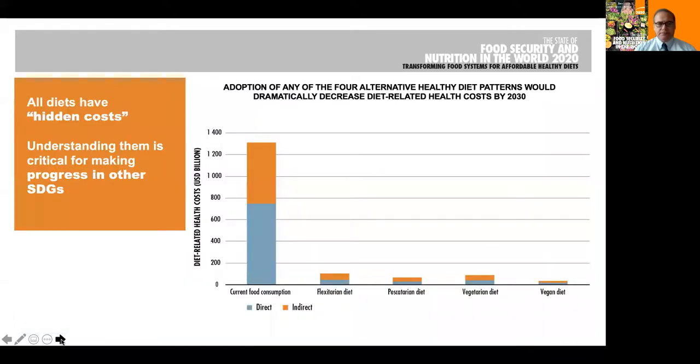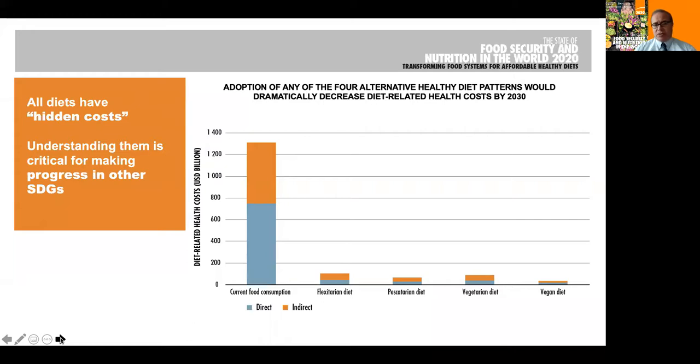Next, please. In this report, we also look at two different hidden costs, which normally are not looked at too much. One hidden cost is the effect on health and the cost of health. When we look at the cost of health because of not consuming healthy diets, we are talking of around $1.3 trillion per year by 2030. And this graph shows that this can be reduced by 97% or even more if we switch to any of the different types of healthy diets that we are showing in this graph.